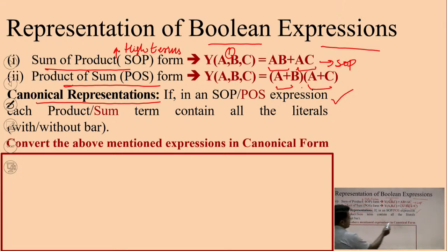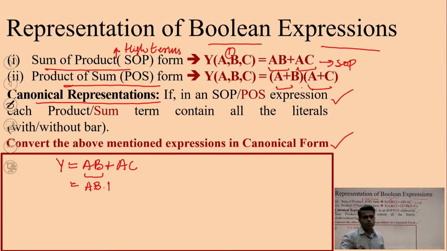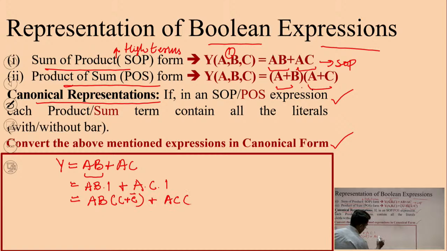So let's convert the above mentioned expression into canonical form. Let's take the first expression, Y equals AB plus AC. We can check that in the first product C is missing. As these are products, I have to multiply with something which does not affect the product, so I am multiplying it with 1. Similarly, AC is also multiplied by 1. Now I will replace this 1 with the missing variable. In the first product C is missing, so I will replace the 1 by C plus C complement. Similarly, in the second product AC, I will replace the 1 by B plus B complement.